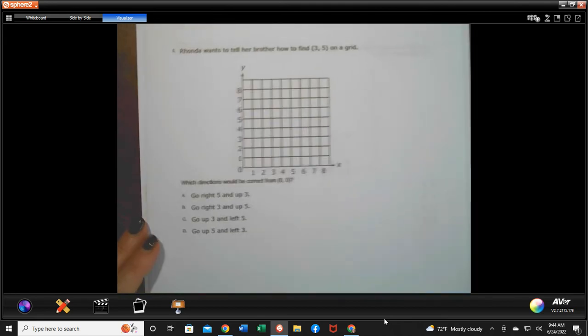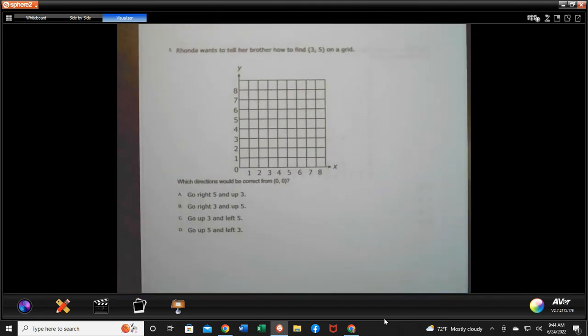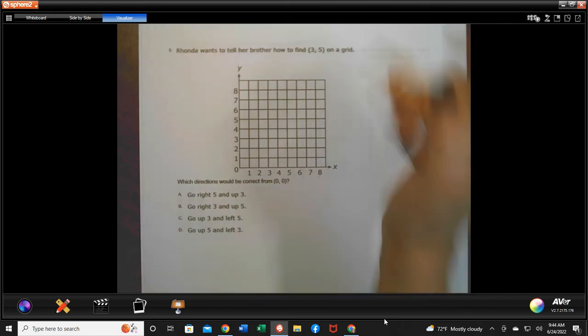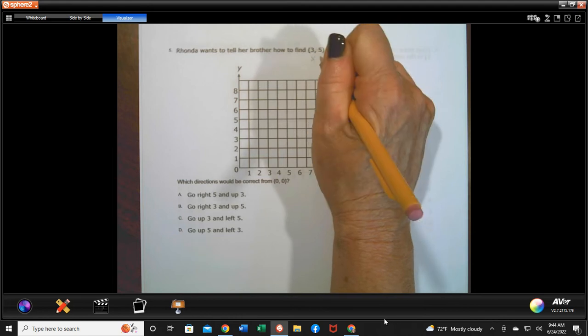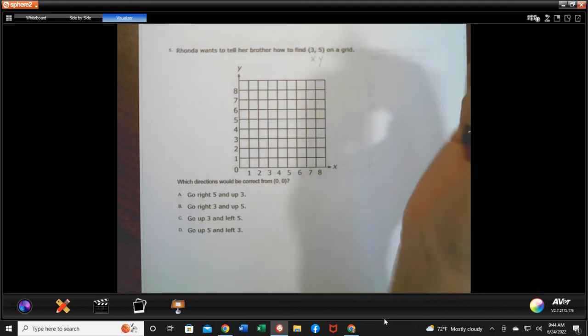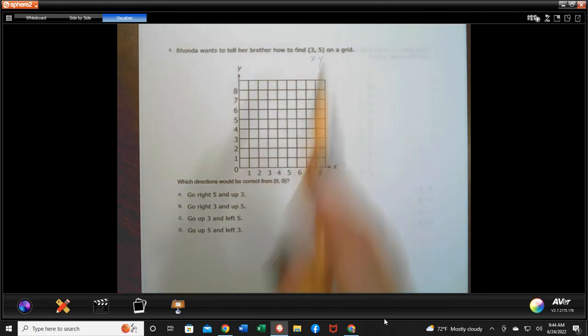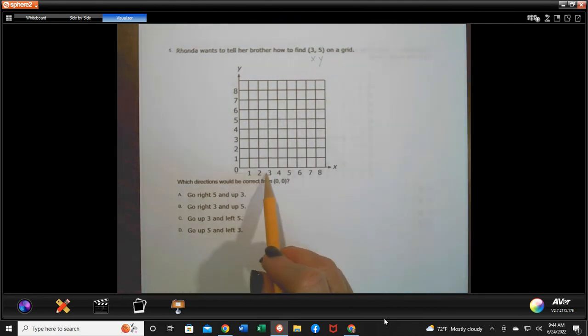All right, problem number 5. Rhonda wants to tell her brother how to find 3, 5 on a grid. So what directions would be correct from 0, 0? So starting at the origin, all we have to remember is that we travel on the X, then on the Y. So that means on the X value, she needs to go over to the 3 and up to the 5. Or another way of saying that is she needs to go right 3, and up 5.